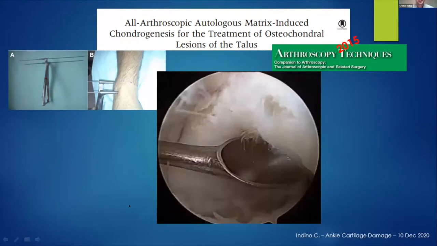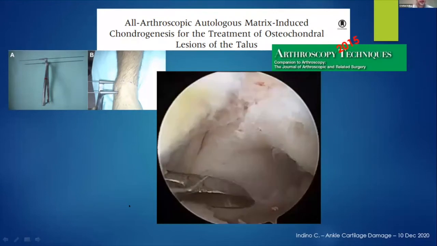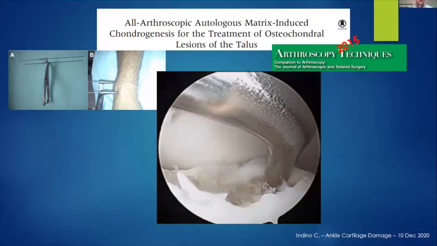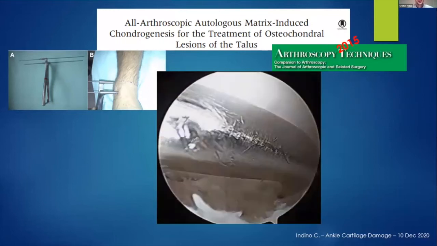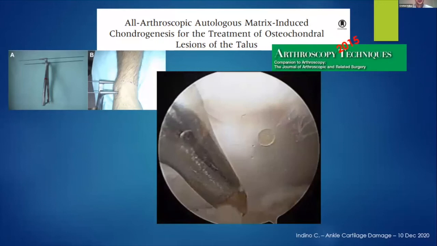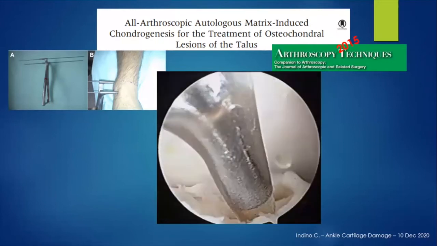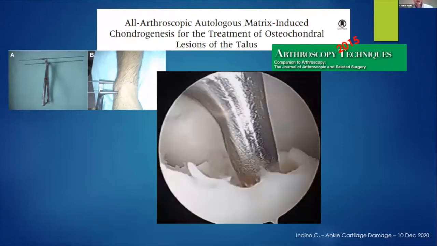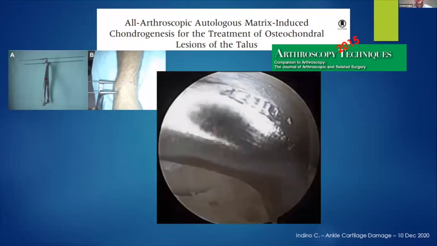So in the first phase, with water, we debride the lesions. We reach stable margins, stable edges of the lesions. Then some bone marrow stimulation of the subchondral bone is performed. And after this phase, we switch to a dry arthroscopy.